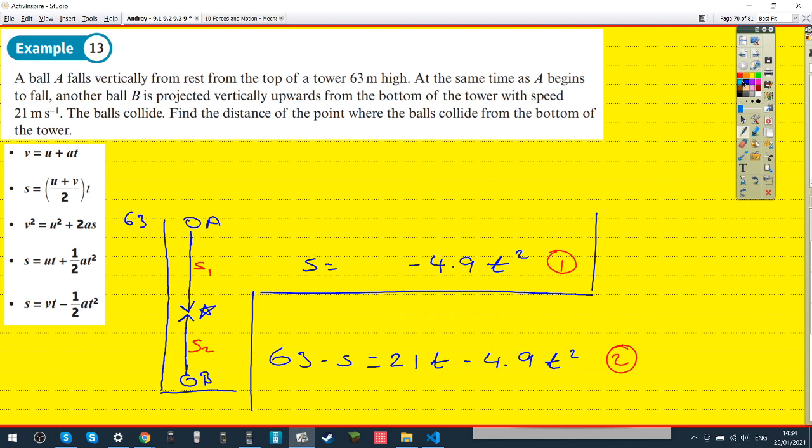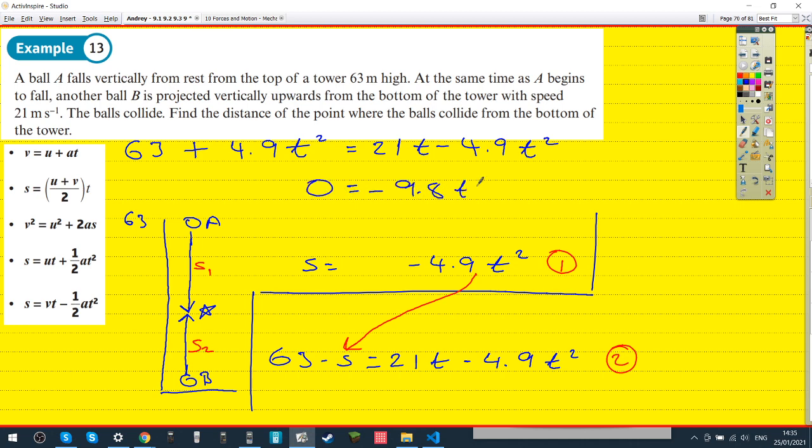I think this might be the easiest way. Yeah. And so we do 63 plus 4.9T squared is equal to 21T minus 4.9T squared. And we then make this equal to 0, so we get minus 9.8T squared plus 21T minus 63. 9.8, sorry. Okay, what do you get for that one?